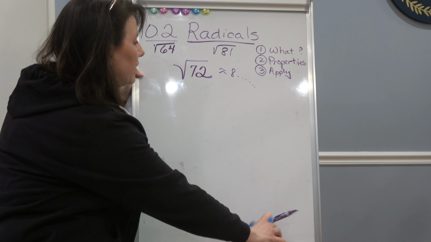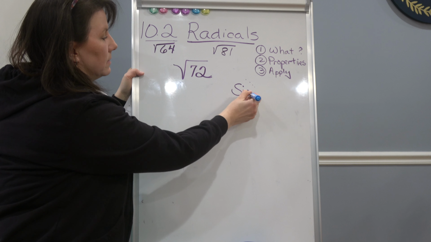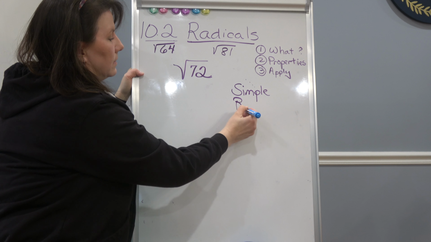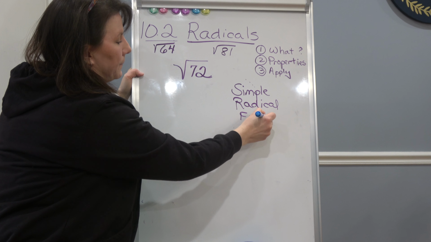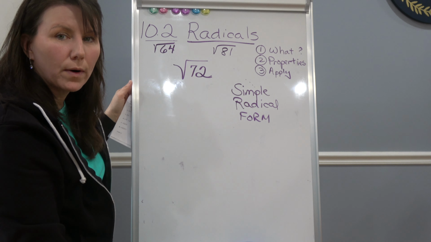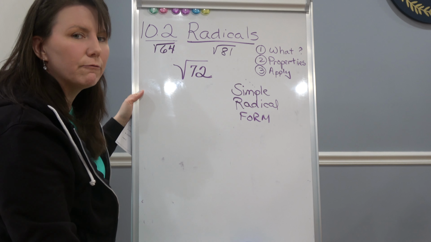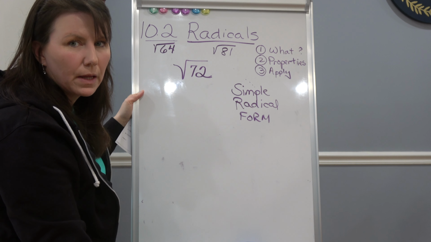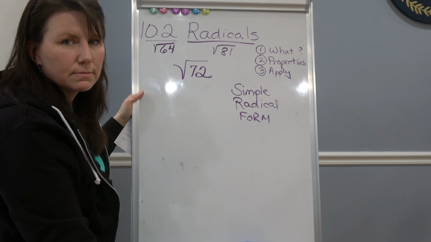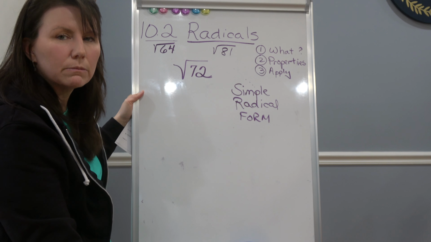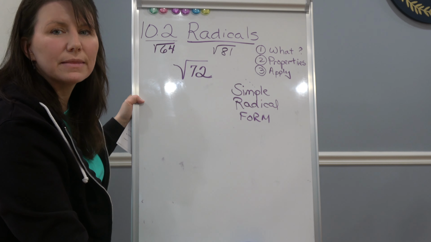We want to rewrite this in something called simple radical form. What is simple radical form? Well, simple radical form is a method of pulling out perfect squares. So we can do that in one of two ways. I've taught this both ways, and I'm going to show you both methods, and as always, I'm going to trust that you're going to pick the method that works for you.